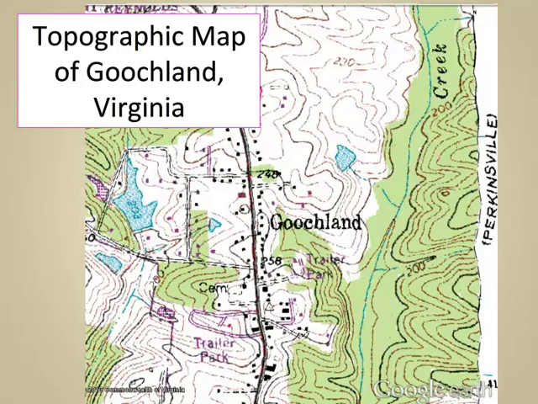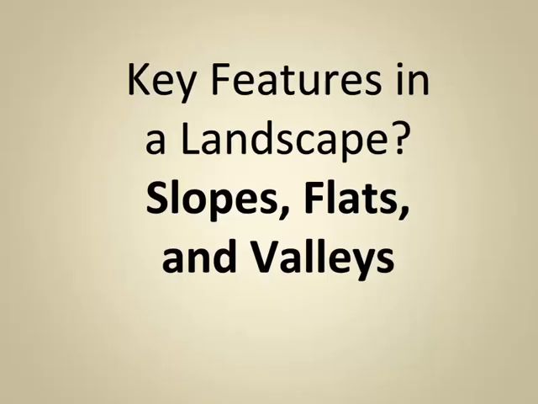So a brief comment then about topographic maps, and we'll take a look at several. Of course, these maps show elevations as indicated by the brown lines. There's also quite a number of cultural features and water features that you can see on these things. The key features that you're going to want to see here in the landscape are going to be the slopes, the flats, and the valleys.